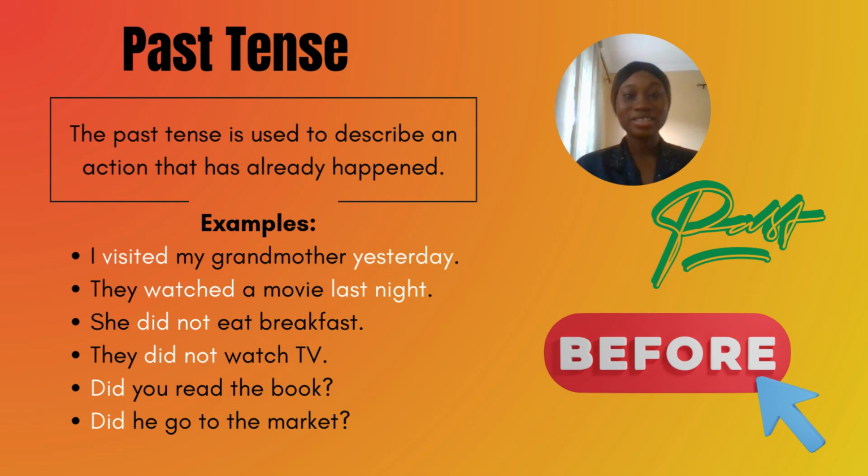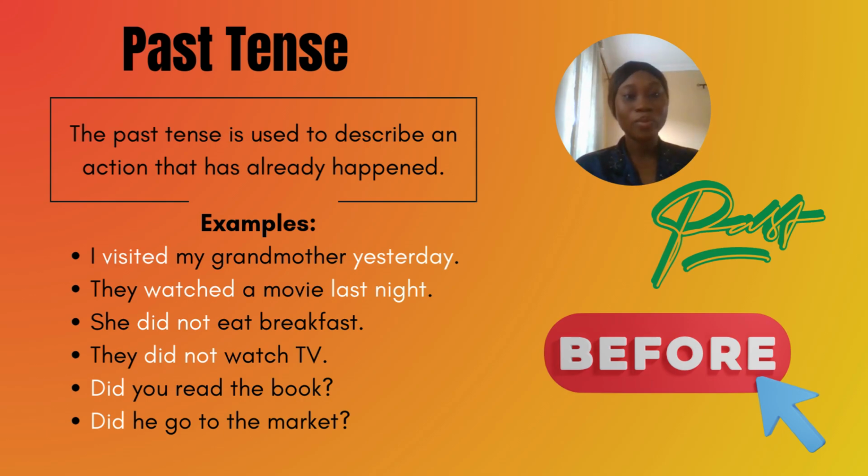Now the past tense is used to describe an action that has already happened. Talk about something that has already happened, okay? That is what we call past tense. You can see some examples here. I visited my grandmother yesterday. Yesterday is gone. Yesterday has already happened. And it was that yesterday that I visited my grandmother. So that sentence is in the past tense.